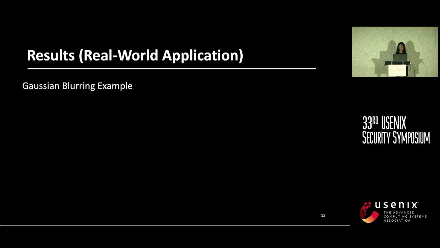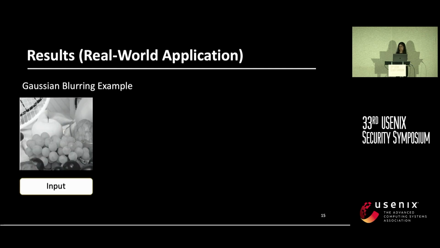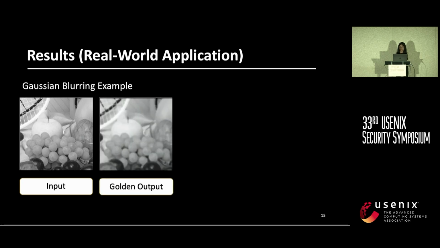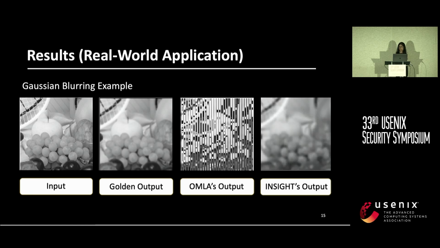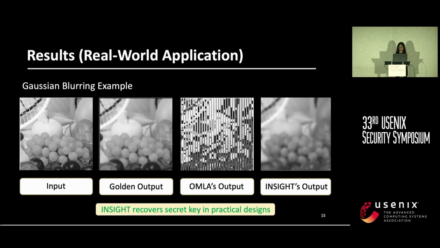Now we showcase the efficacy of Insight in recovering the functionality through a real-world image processing application, Gaussian blurring. Given an input as follows, the golden output of Gaussian blurring is as shown here. The design recovered by OMLA returns an output as follows, which is very different from the golden output. The design recovered by Insight returns an output as follows, which is closer to the golden output. In this way, Insight could recover the secret key in practical designs.